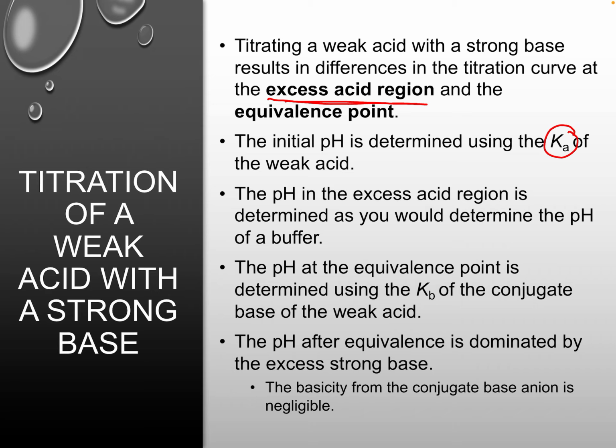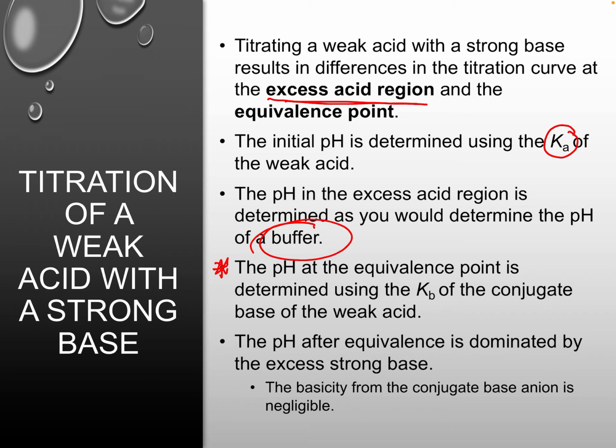The pH in the excess acid region would be after you've started adding base, but you haven't reached the equivalence point yet. You would determine the pH there just like we were doing for buffers, with the Henderson-Hasselbalch equation. You would use your weak acid and your conjugate base concentrations in that equation. The pH at the equivalence point is a little bit tricky because we're going to need the Kb of the conjugate base of the weak acid. And so people often will think that this one is the trickiest, or at least the longest, calculation in the weak acid strong base curves.